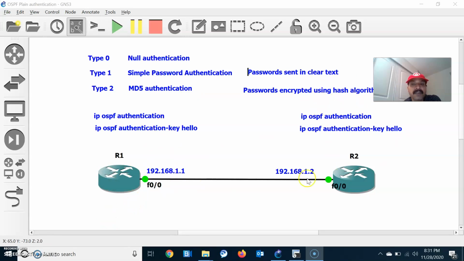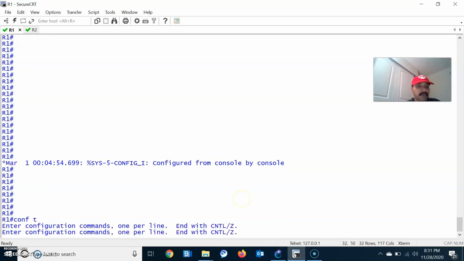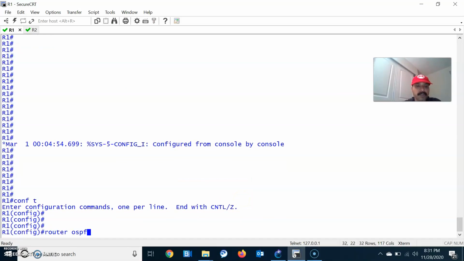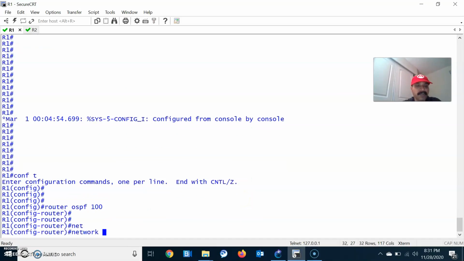So it will be sending the cryptographic password, that is an encrypted password between R1 and R2. So today let us discuss about the simple password or the clear text authentication. So now let us go to the router R1 and R2. Let us configure the routing protocol OSPF, right? So let us go to R1, go to configuration mode, router OSPF 100. So after that, let us configure the simple password or a clear text authentication.